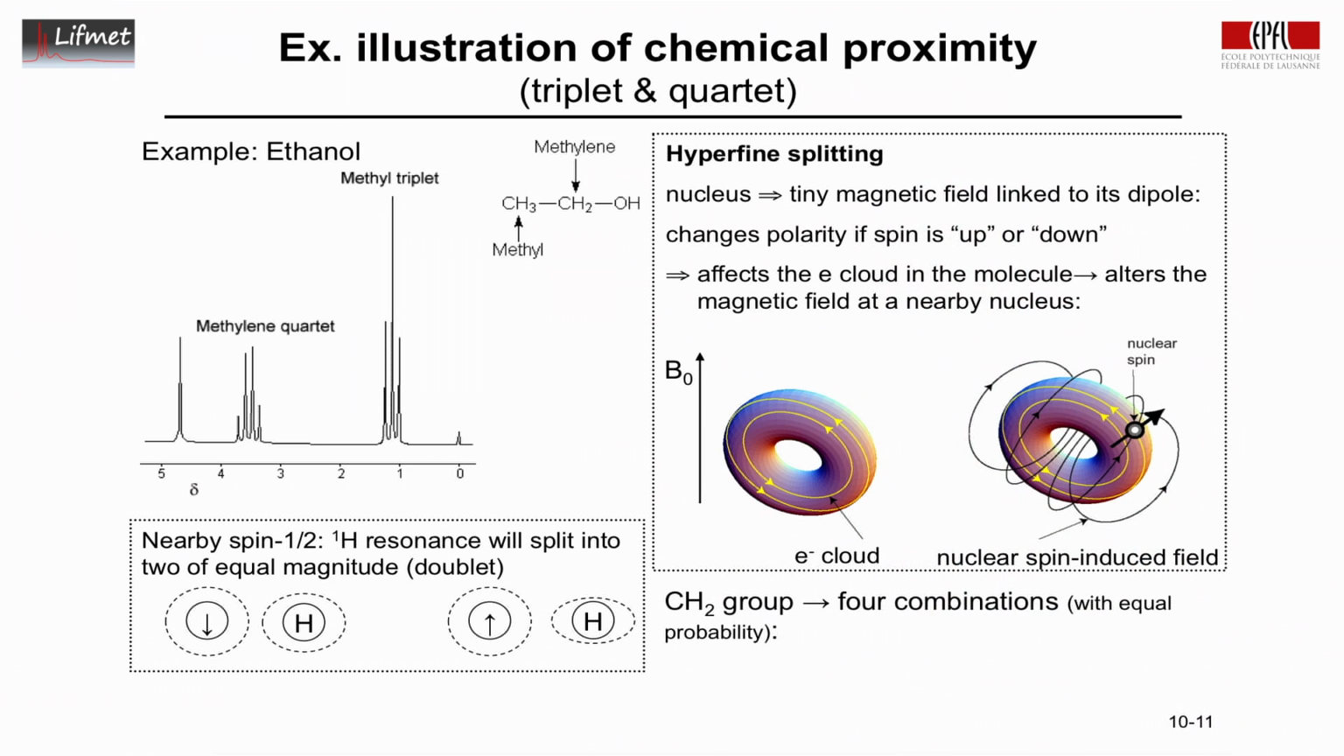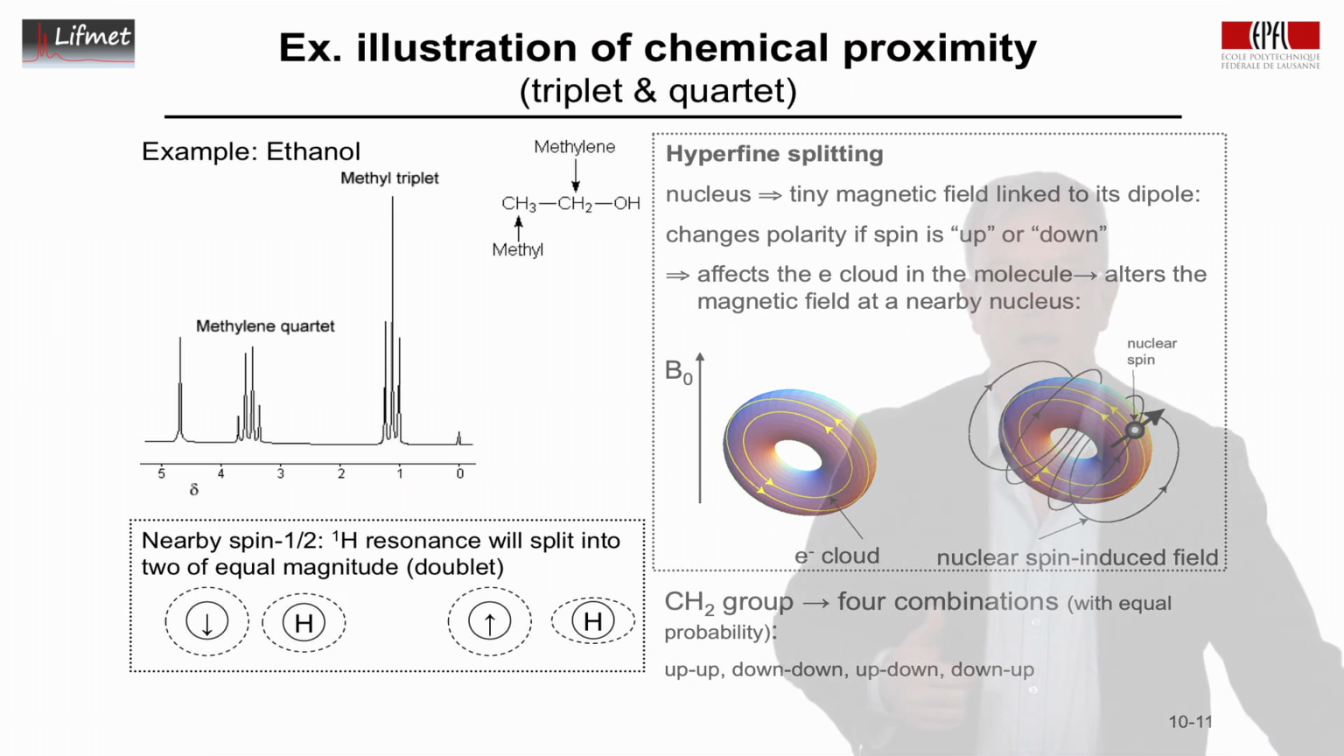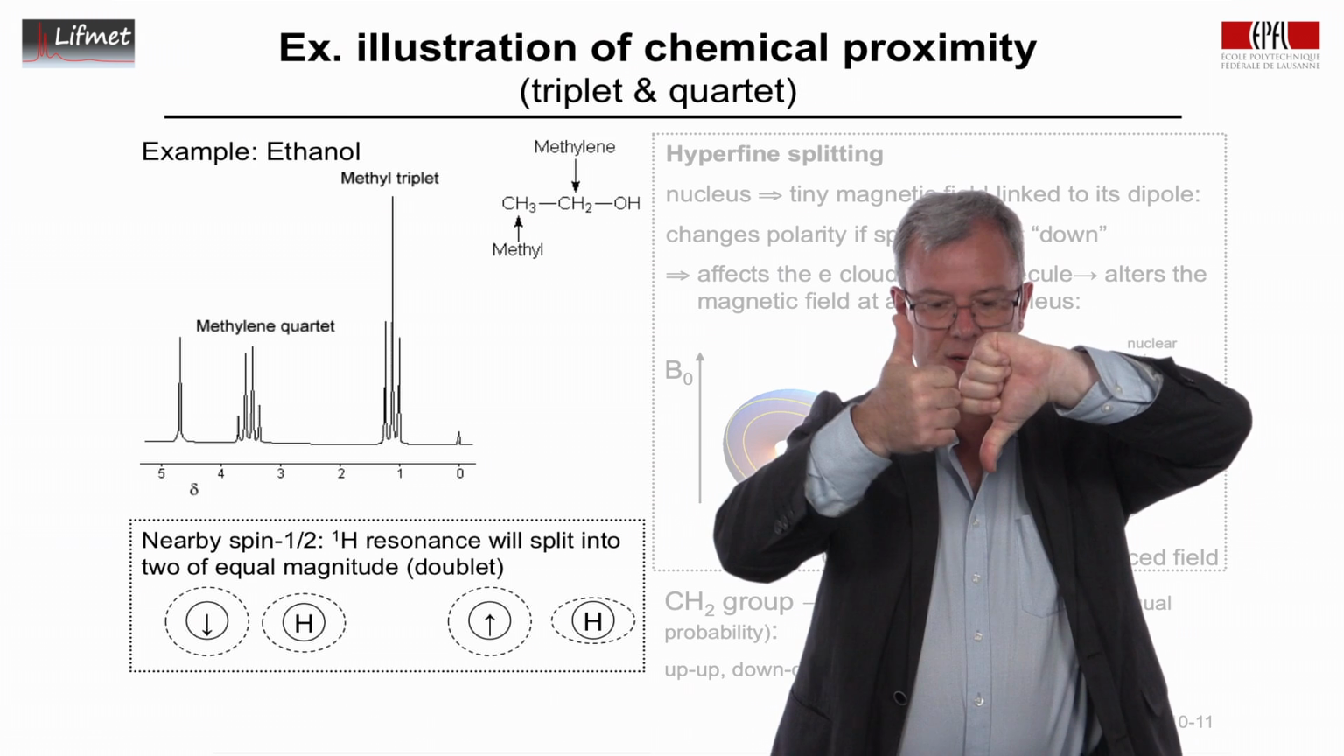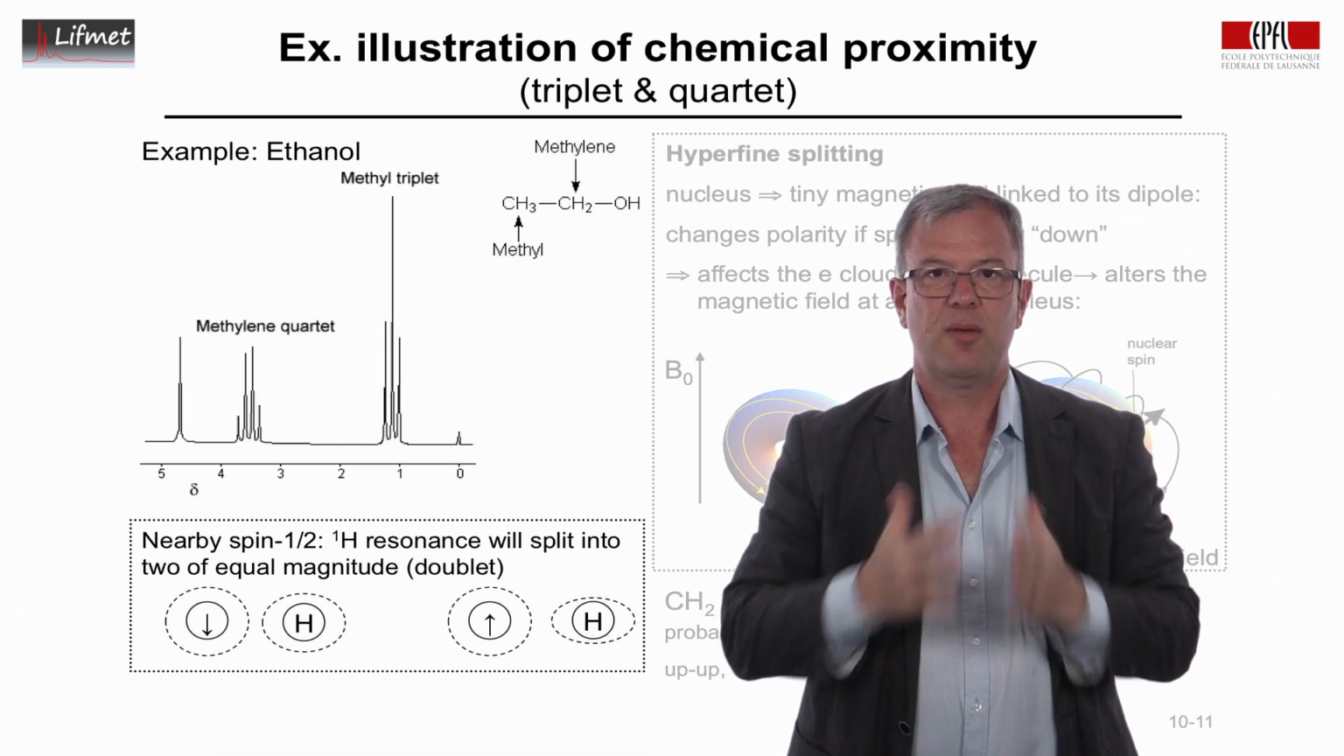Now for a CH2 group, so if we are now on the methyl, we have nearby the methylene, that's 2 protons, that's these guys. And these 2 protons, we'll assume here that they are chemically indistinguishable, and so we have 4 probabilities: up, up; down, down; up, down; and down, up. So 4 probabilities.